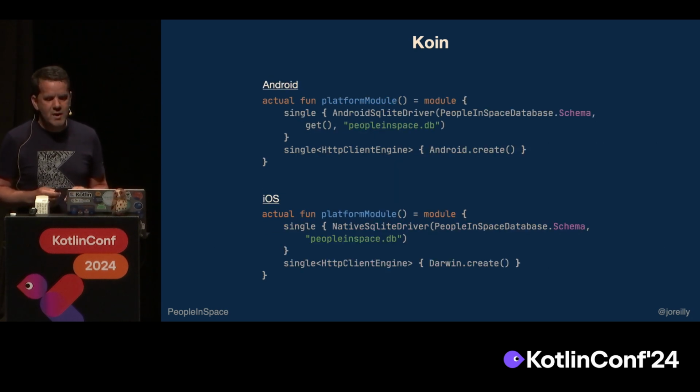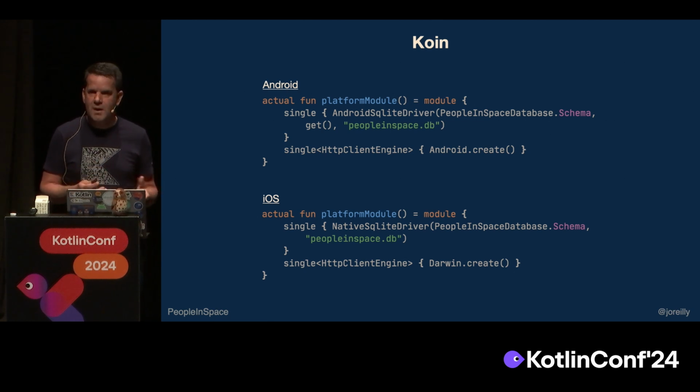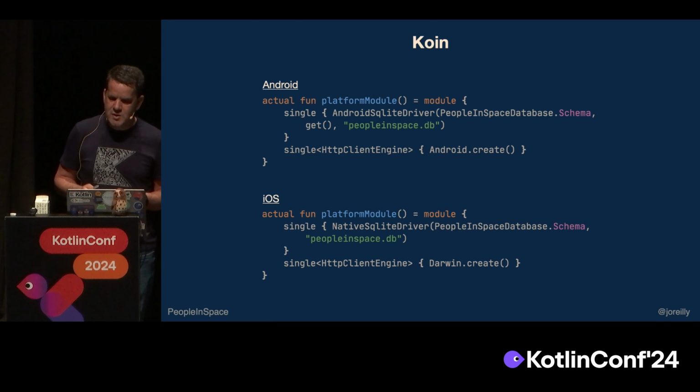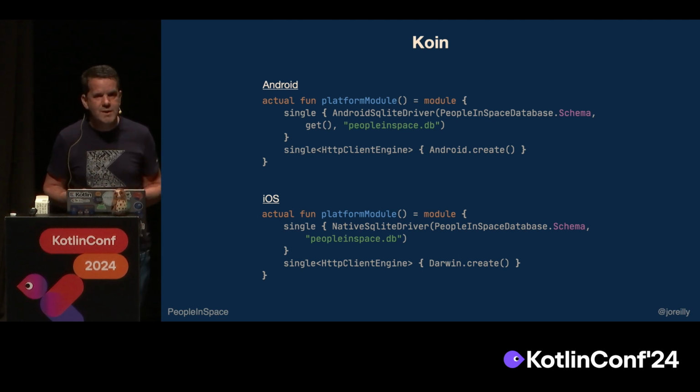And these are the platform modules for iOS and Android, for example, used for the SQLDelight database driver and the Ktor HTTP client engine, which need to be defined separately for each platform. And as we'll see shortly, these platform-specific versions of these dependencies will get injected in automatically to common code that depends on them.